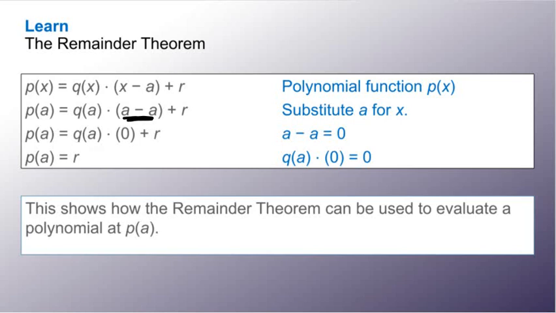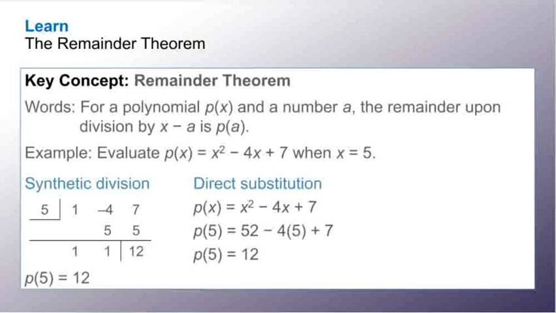So the remainder theorem just says that if you're given a value, plug that into the function, and that will tell you what your remainder would be at the end. So for a polynomial p of x and a number a, the remainder upon division by x minus a is p of a. An example using synthetic division: if x is 5, if you put 5 in for x and simplify it, it will tell you what your remainder would be.